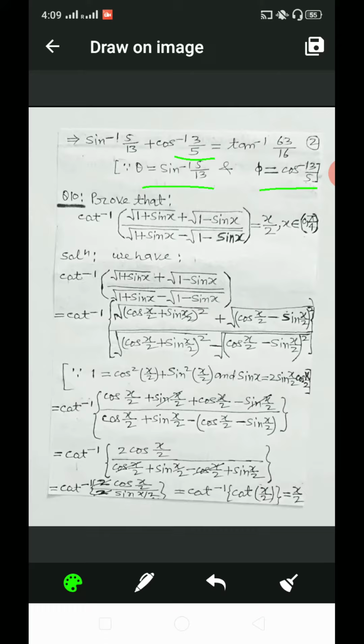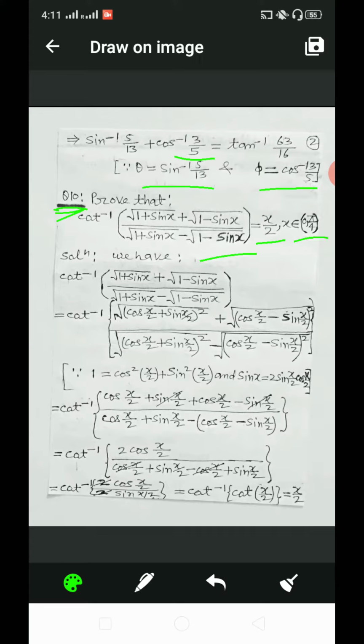Now we discuss question number 10. Prove that cot inverse of (square root of 1 plus sin x plus square root of 1 minus sin x) by (square root of 1 plus sin x minus square root of 1 minus sin x) is equal to x by 2, where x belongs to the open interval 0 to pi by 4.